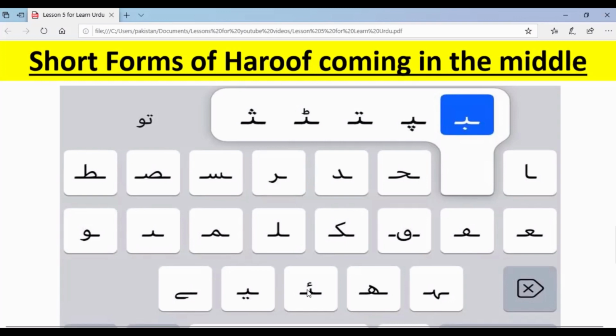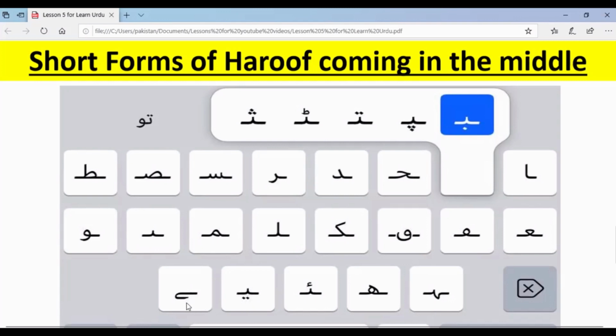And Hamza always comes at the top of the word. If it comes in the middle, then it is here at the top of the letter. And if it comes on an ending letter, for example at the top of an ending alif, then Hamza will be here at the top of alif. And this is the Choti Ye. When it comes in the middle of any word, it will look like this.